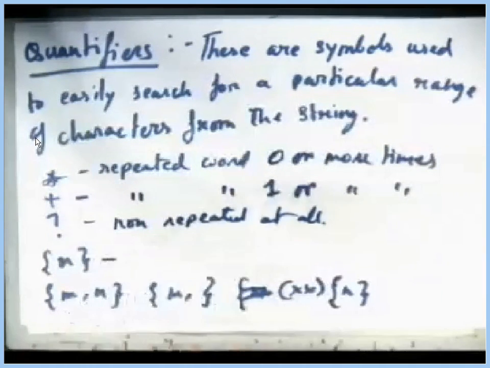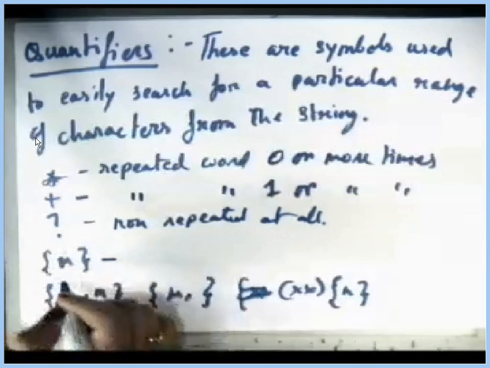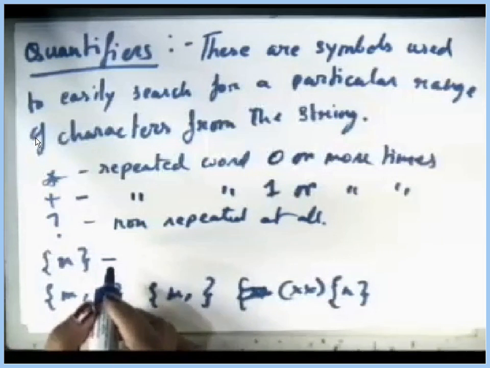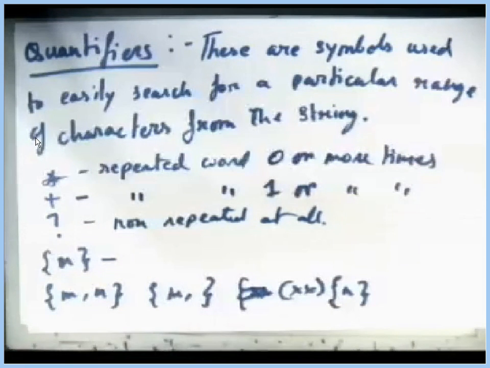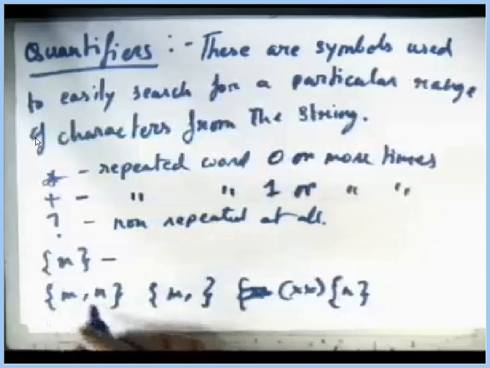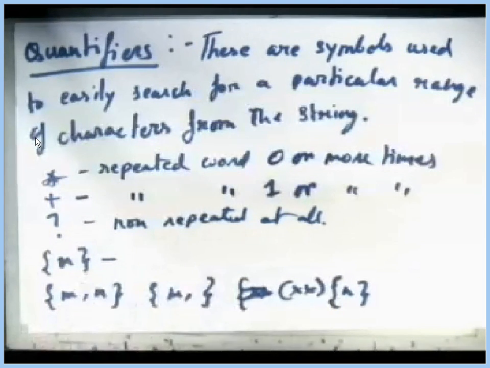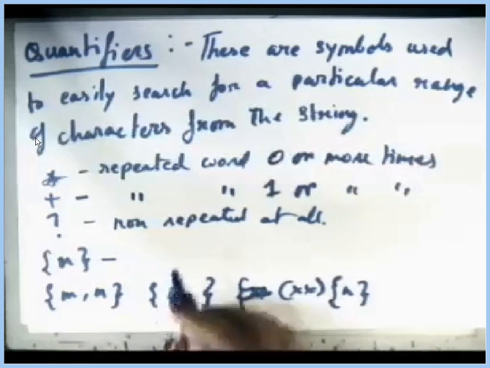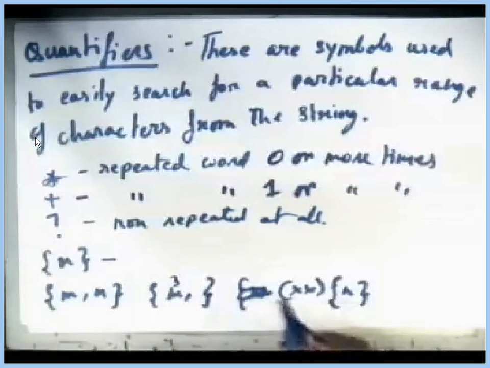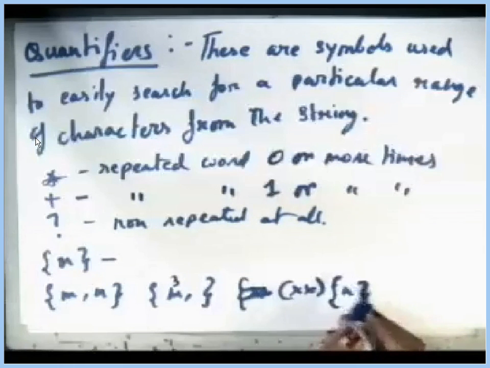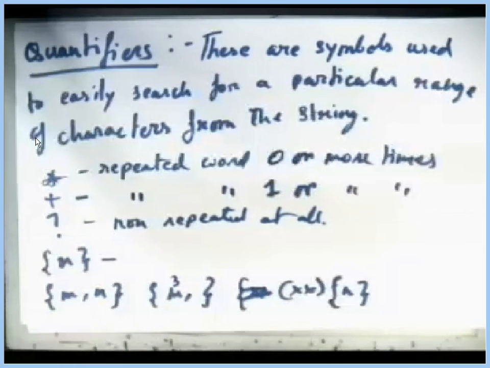Then the previous character will exactly appear n times if it is n. So if you write 5, the character will appear only 5 times. If you write m,n, the previous character will appear from m to n times. Let's say m,n is 1 and 3, so 1 to 3 times it will appear. If you write only m, then it will appear for more than m times. So if m is 3, that character will appear more than 3 times. And if it is (xs){n}, then the group of characters will be repeated n number of times.